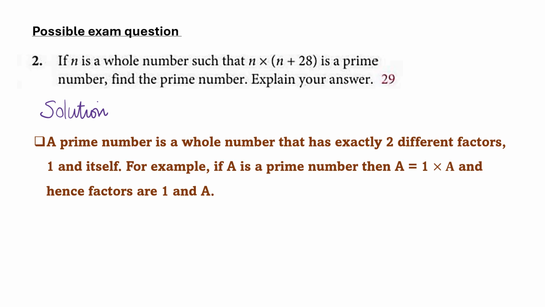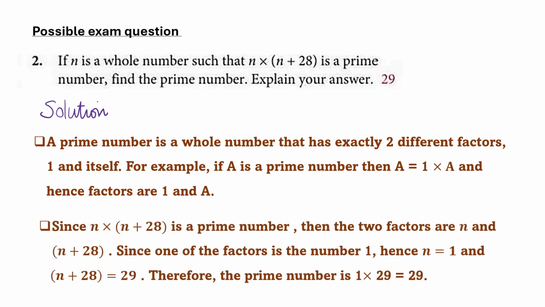A prime number is a whole number that has exactly two different factors, one and itself. So for example, if a is a prime number, then a is equal to 1 times a, and a must be different from 1, so it has two different factors. So since n times (n plus 28) is a prime number, the two factors are n and n plus 28. And since one of the factors has to be the number 1, we let n equal 1, and hence n plus 28 is equal to 29, because 1 plus 28 is 29. Therefore, the prime number is 1 times 29, which gives you 29.